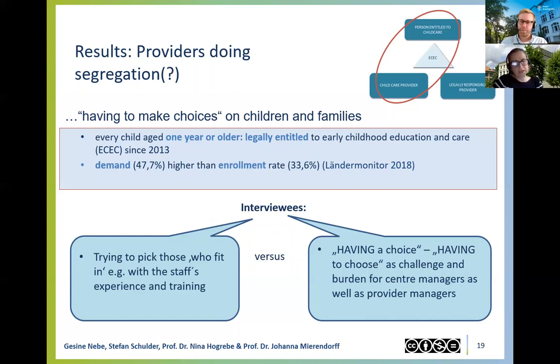Looking at our results, we claim that this strongly indicates that segregation in ECEC partly is done through the seemingly simple act of enrolling new students.